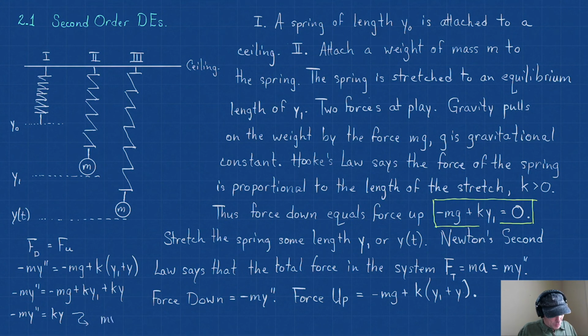I have m y double prime equals minus k times y. And our final form is this: m times y double prime plus k times y equals 0. And there we have m y double prime plus k y equals 0. And that is our most simple second order linear ordinary differential equation. And from here we'll begin our exploration of what it's telling us. I hope that helps, and thanks for watching.